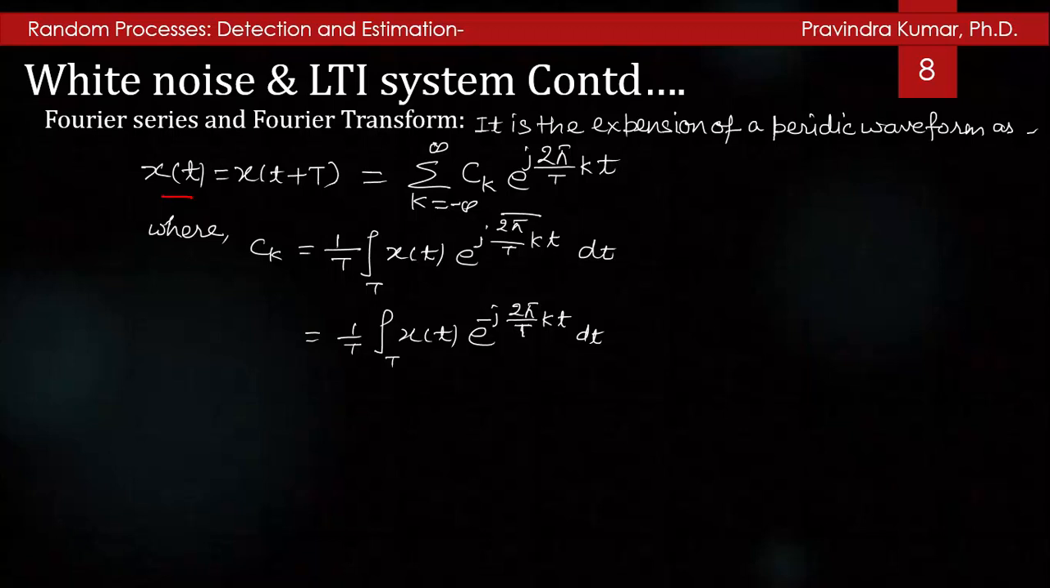1/T integration of x(t) e^(j2πkt/T) dt, or you can say it is 1/T integration of x(t) e^(-j2πkt/T) dt.